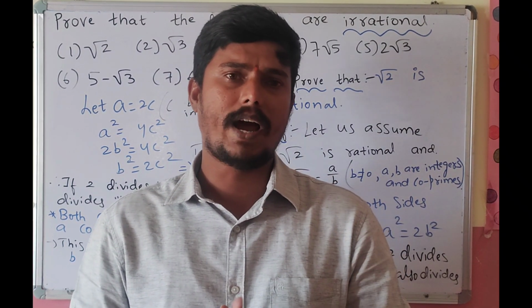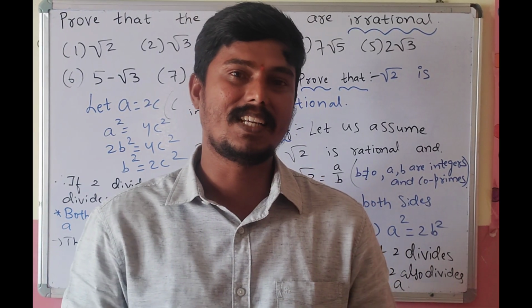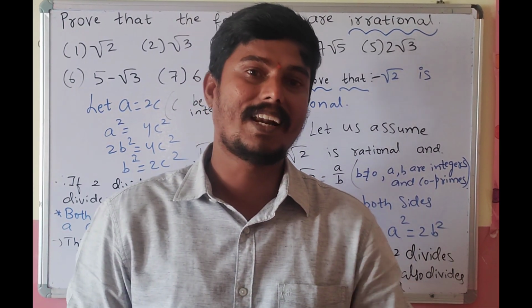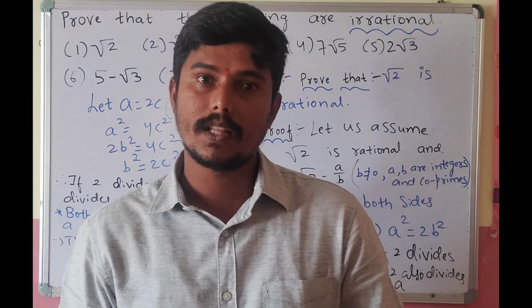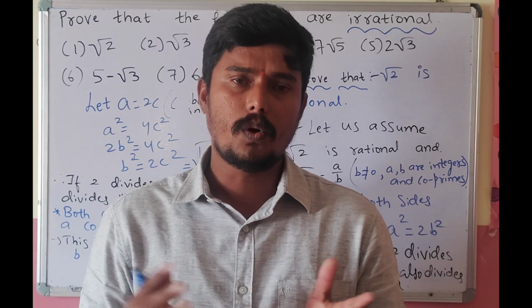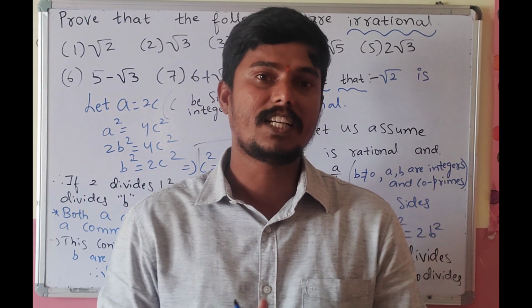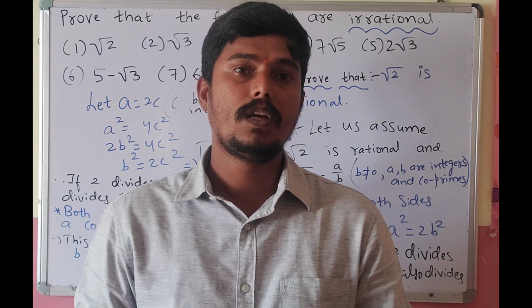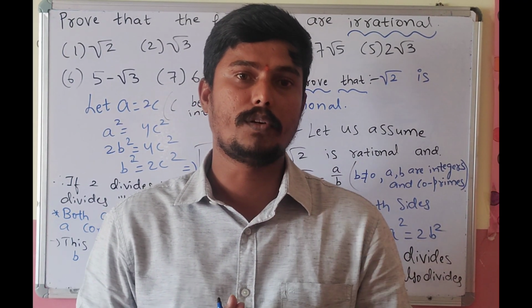If you see the perfect squares, what are the perfect squares? 1, 4, 9, 16, 25 and so on. They are rational because they are perfect squares. What about the numbers which are not perfect squares? Root 2, root 3, root 5. These are not perfect squares, so those are irrational. In this session, we are going to prove that root 2, root 3, root 5 are irrational. Let us do one question with root 2.